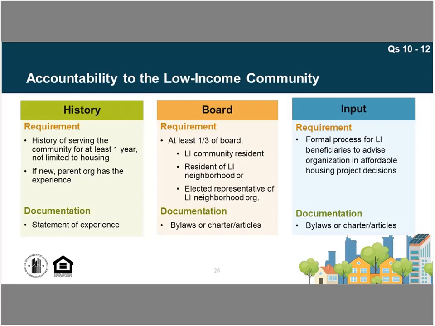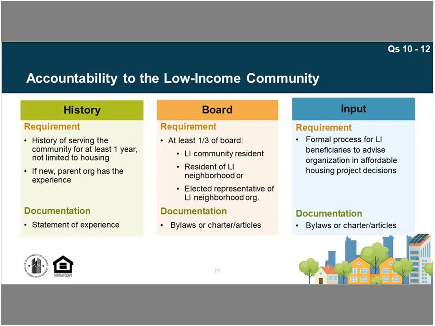There are three ways that the CHDO needs to be accountable to its low-income community. I've got them labeled here as history, board, and input. The important thing to keep in mind is that we're looking for organizations that can demonstrate that they are truly of their community and accountable to their community.